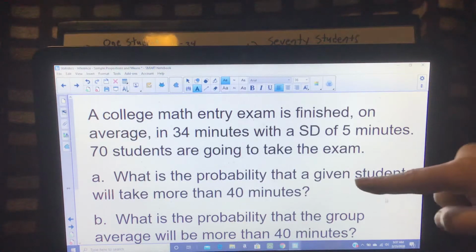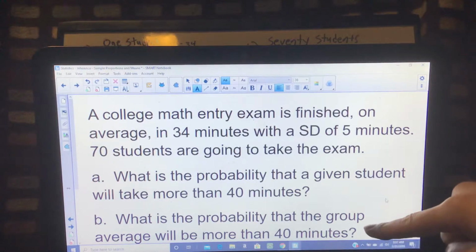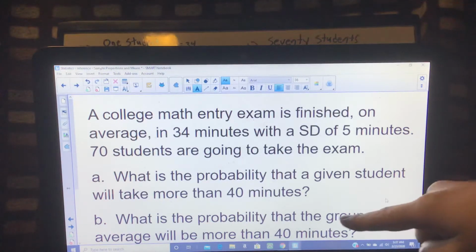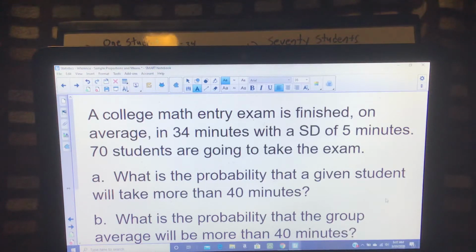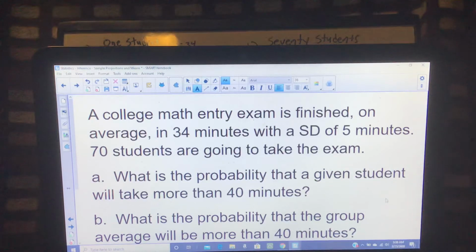Now, I want to contrast the difference between solving it for an individual, which we would have done before, and now using a sampling distribution for the sample average of 70 to figure out how likely the second part is to happen. Part A is for one student. What is the probability that any given student will take more than 40 minutes? Part B asks, what's the probability that the entire group of 70 students taking the exam will take more than 40 minutes? Remember that an individual is able to vary a lot more than the group. So I'm going to show A and B on the board behind here.